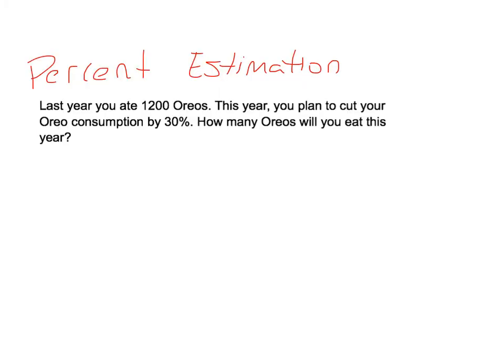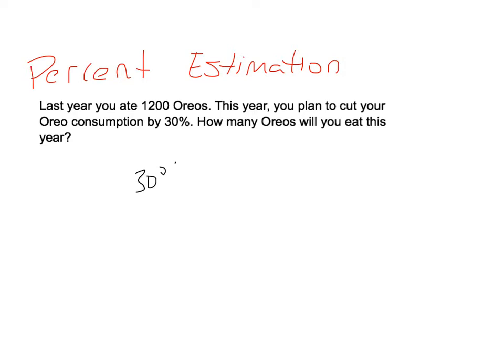All right, so one last thing that I think is really important is working on percent estimations. We can make quick, snap predictions about things. So, for example, last year you ate 1,200 Oreos, and this year you plan to cut your Oreo consumption by 30%. About how many Oreos will you eat this year? So, first of all, we need to know, okay, you're going to cut by 30%. Well, how much is 30%? Well, it's 30% of 1,200. So what's a quick way of finding that?